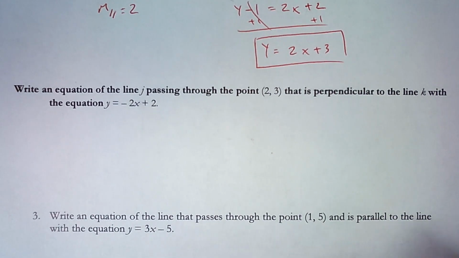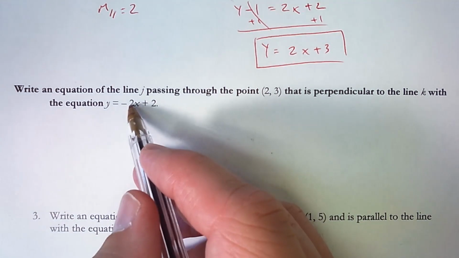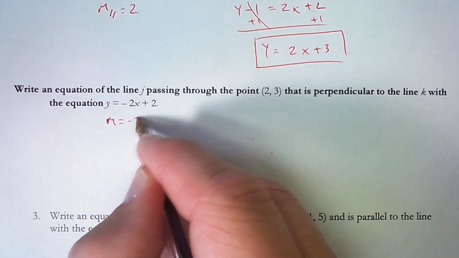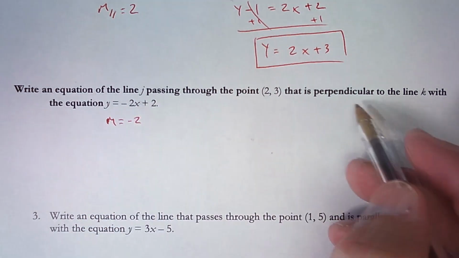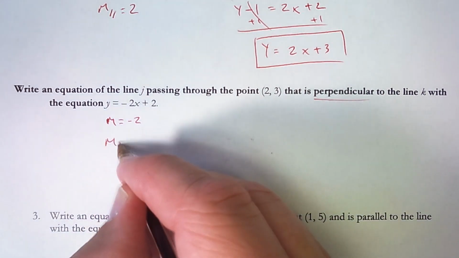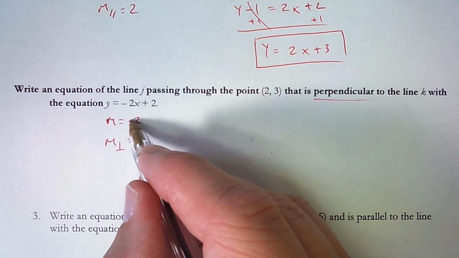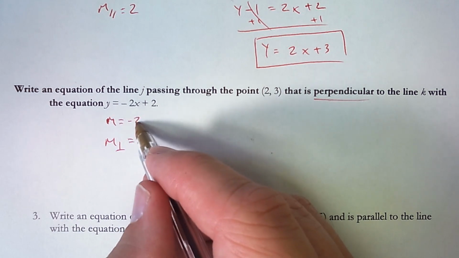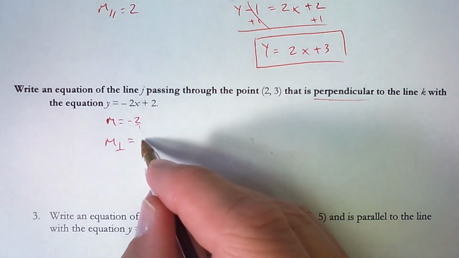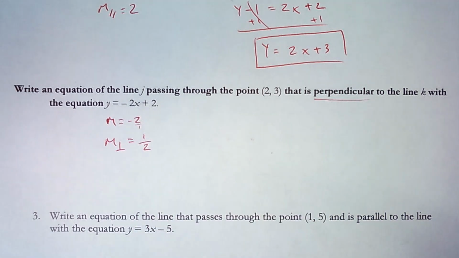Okay, now we're going to write one perpendicular. So here, the slope is negative 2. Since it's perpendicular, we need a slope of a perpendicular line that will be the opposite reciprocal. So it's going to be positive, and then this is negative 2 over 1, so positive 1 over 2 is going to be my slope.